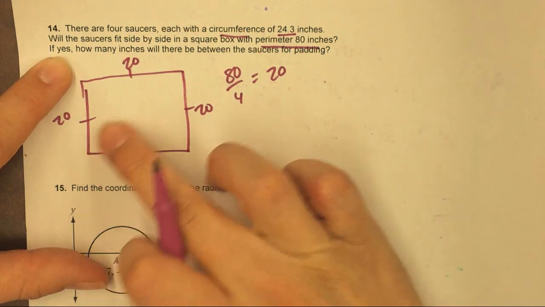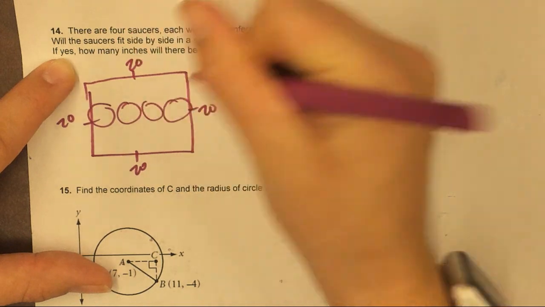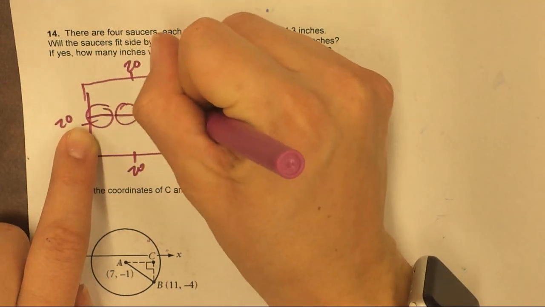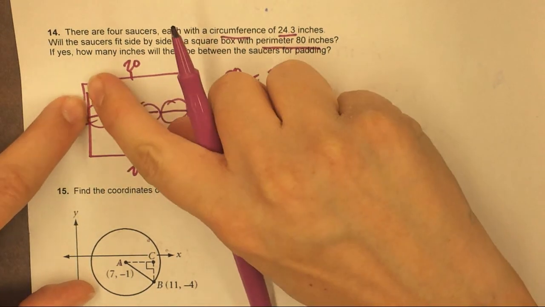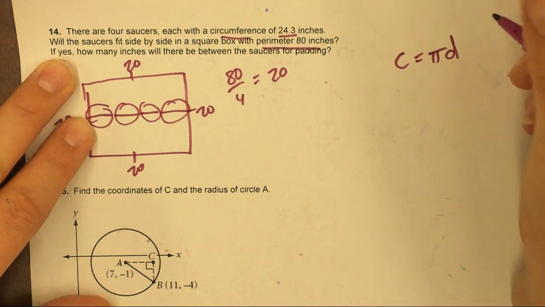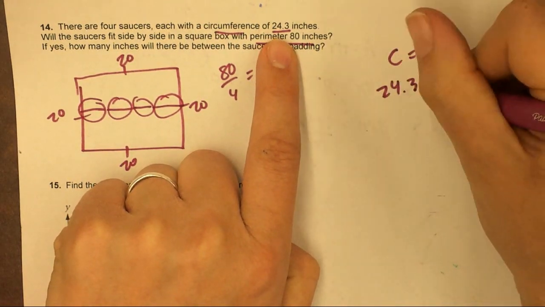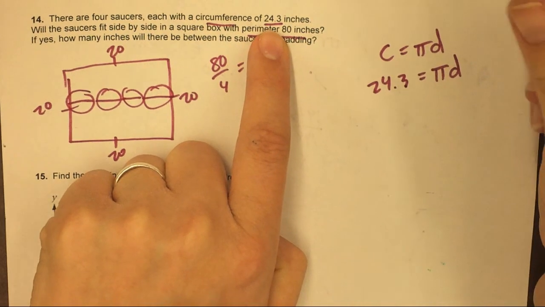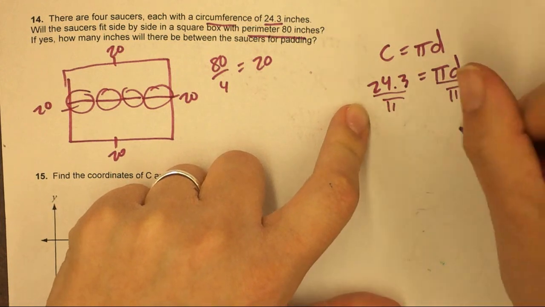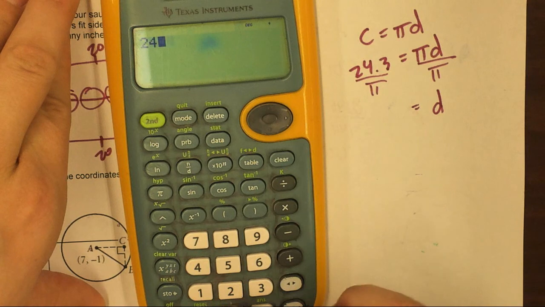This is poorly worded. It could have been diagonal. I'm just guessing they're supposed to fit this way. So you basically need to figure out the diameter of all these saucers and see if they fit in a distance of 20. Well, circumference is equal to pi times diameter. They give you the circumference of one is 24.3. So if I want to figure out the diameter, I divide by pi on both sides. And diameter would be what? Who knows? I don't know.